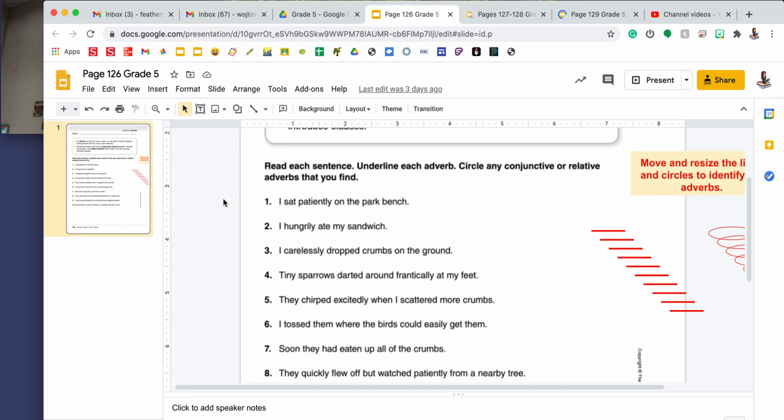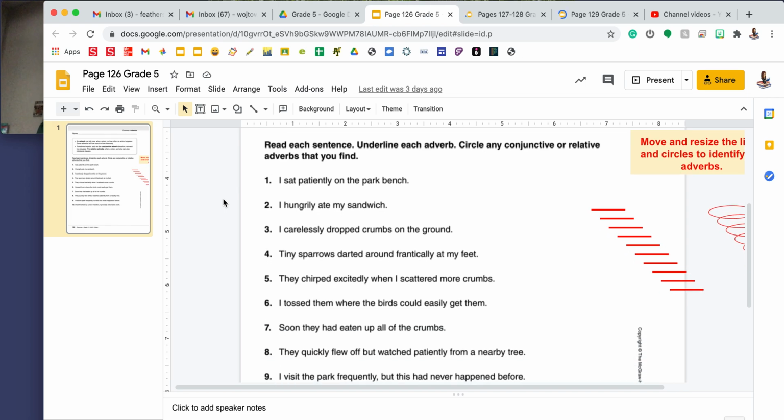On this page, we're going to read each sentence. You're going to underline each adverb and circle any conjunctive or relative adverbs that you find. I will have enough underlines and circles that you should use all of them on this page. Some sentences might only have one underline. Some sentences might have 2 or 3 underlines. And only a couple of sentences will have circles. So the circles will be the words when, where, and therefore.